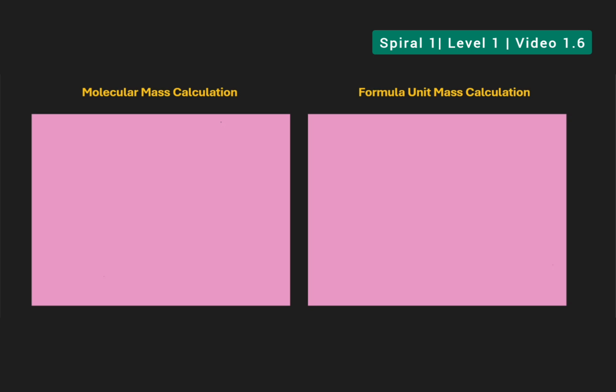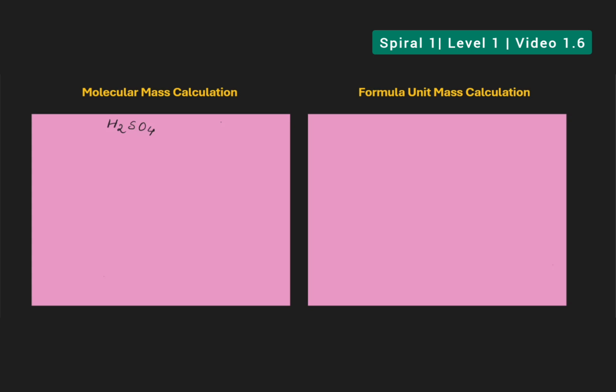So calculating molecular mass is very easy. What you need to know is what the chemical formula is and what the atomic masses of the atoms involved in this chemical formula are. We will take one example and then it will become easier for you to understand. So we are going to calculate the molecular mass of H2SO4. What is H2SO4? H2SO4 is sulfuric acid.